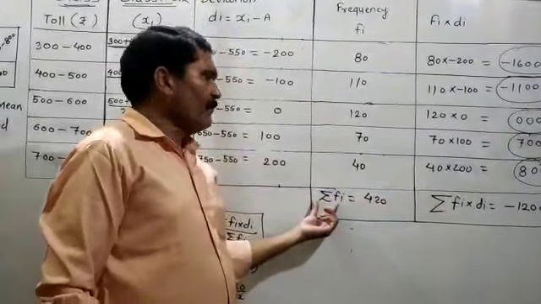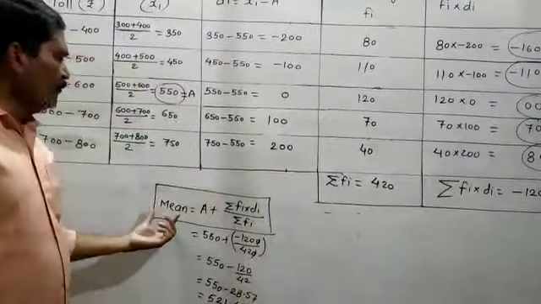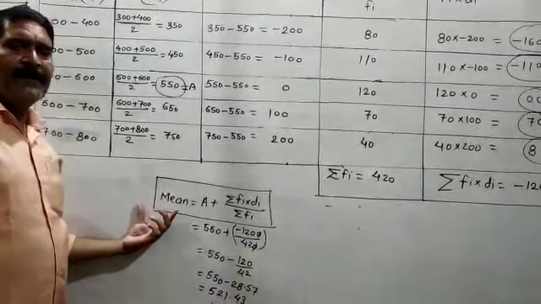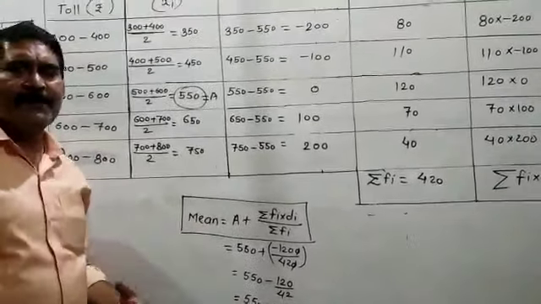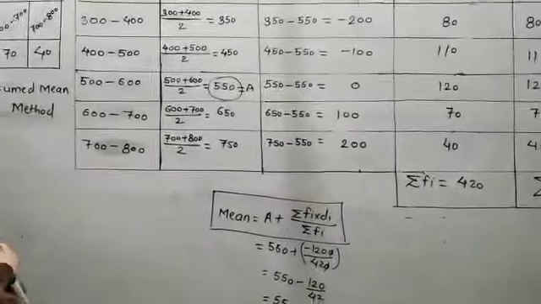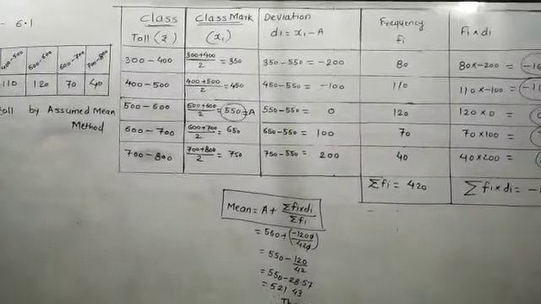Here you have to find the sum of Fi, and we have to put these values in the formula, and find the mean by the assumed mean method. I think you understand all these things. You have to write all these things in the notebook properly. Thank you.